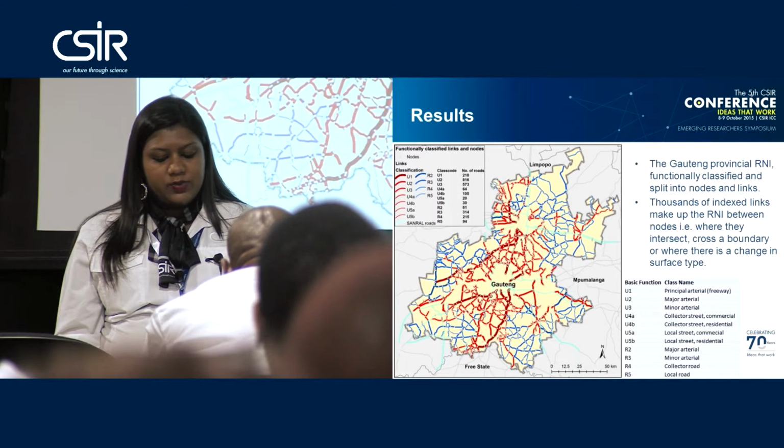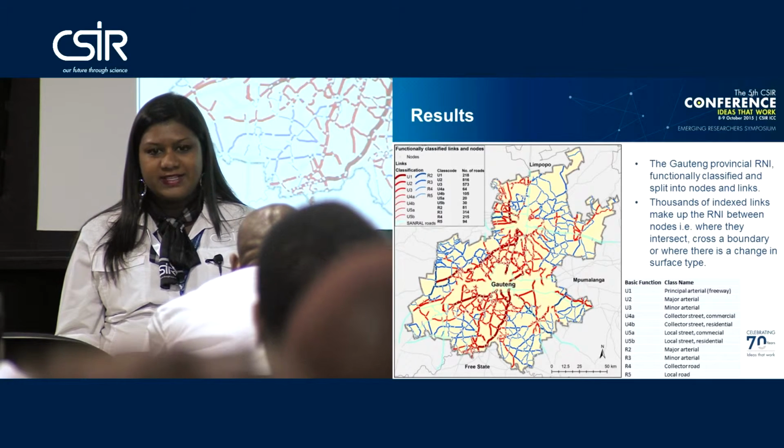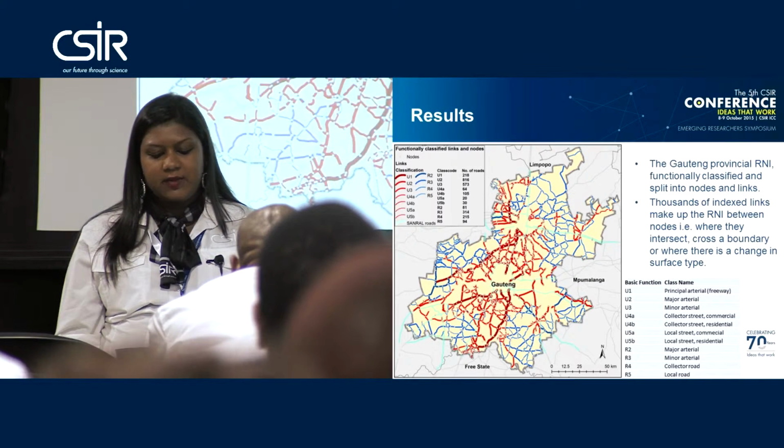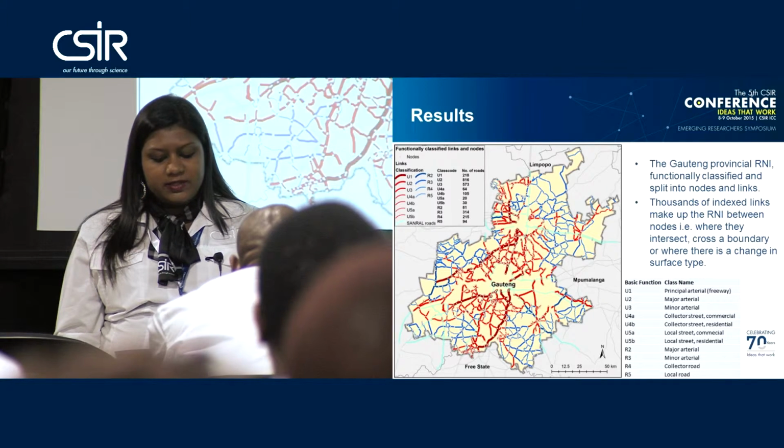An effective road network encompasses roads that provide adequate connectivity and mobility between land uses. The nodes and links created a visual representation of the spatial connectivity and mobility of the entire road network. This final product shows the Gauteng RNI split into respective nodes and links. More nodes exist in busier areas with numerous intersections.